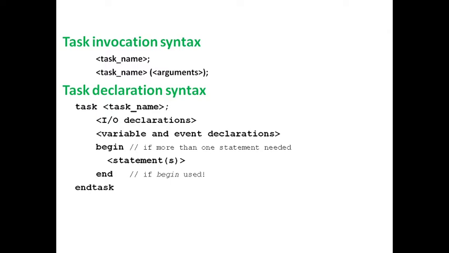I will have this format: this is my task name, and the task may also have some arguments during invocation. During task definition or declaration the syntax is in this manner: task name, IO declarations, and if any variables or events are present they also have to be declared in the task block. If many statements are present, I definitely have to use begin end keywords. After successfully completing the processing there will be end task. That means I have completed the task.